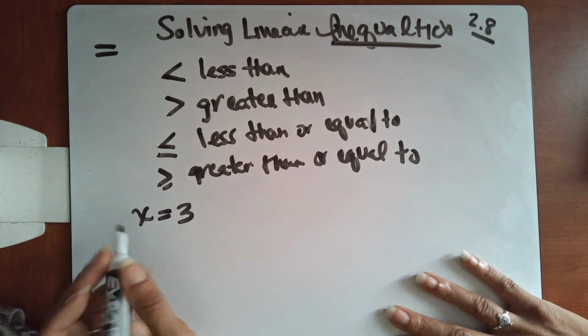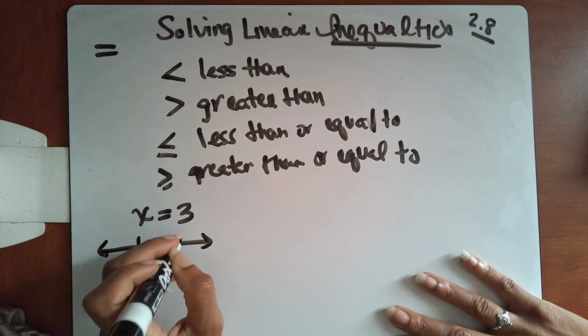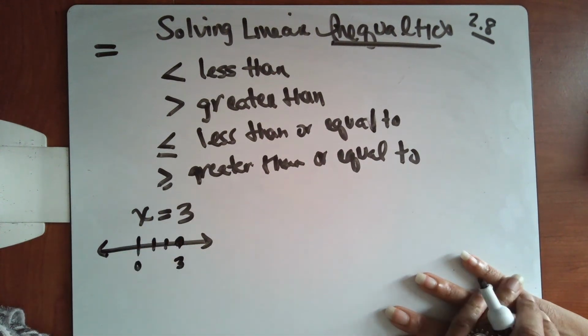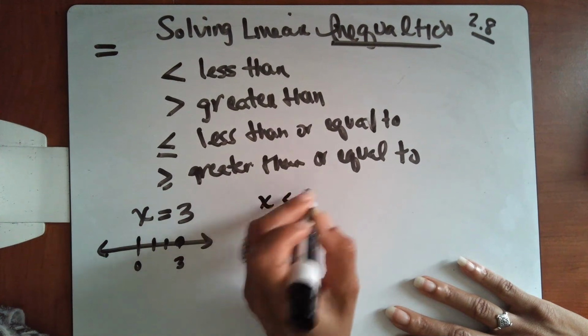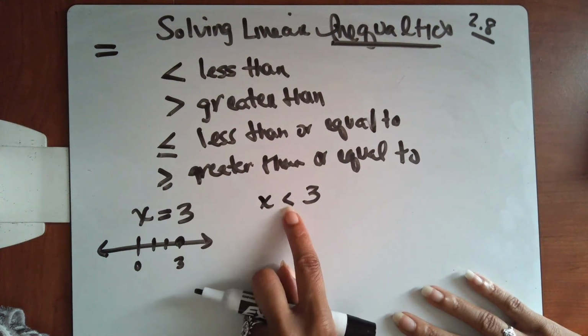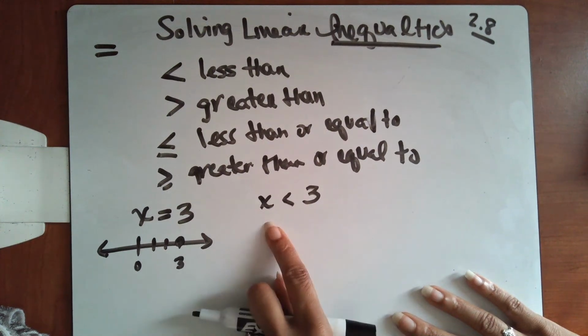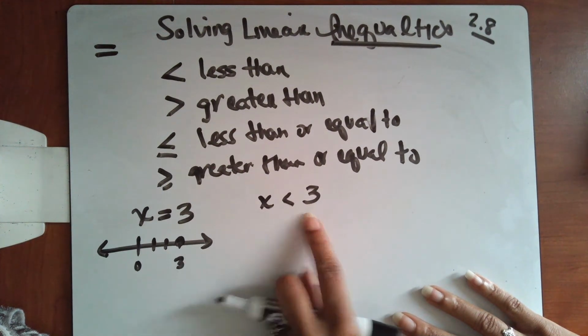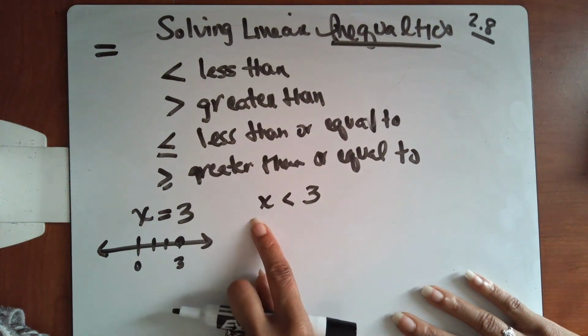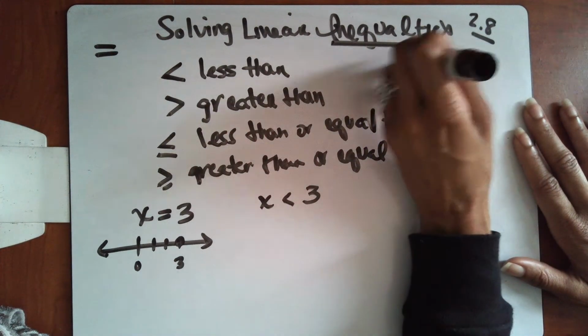So when we're looking at inequalities, x would just be equal to 3 in an equation. When we're looking at inequalities, however, our unknown or our variable could represent more than just one value, possibly. This says x must be less than 3. So the solution to this inequality is any number that is what? Less than 3.